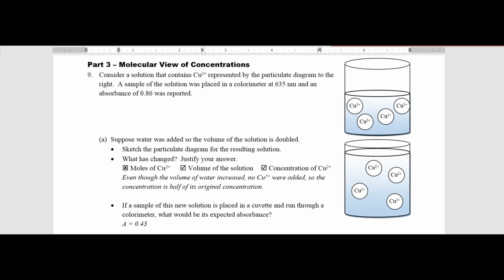It says consider a solution that contains copper 2+, represented by the particle diagram to the right. This one has water and 4 copper ions in it. A sample of solution was placed in a colorimeter at 635 nanometers, and an absorbance of 0.86 was reported. We record the solution at the highest peak, which in this case was 635 nanometers, and the absorbance at that peak was 0.86.